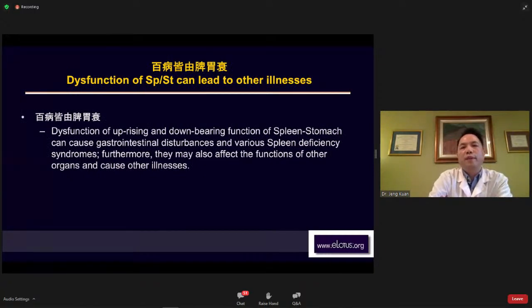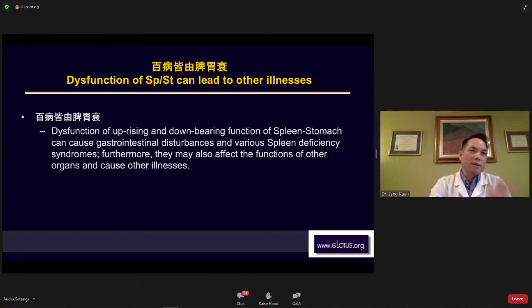So continually we'll be talking about how illness can be developed. And here it is saying 百病皆有脾胃衰. So if there's any dysfunction of spleen and stomach, it can lead to other illness. So dysfunction of the uprising and down-bearing function of spleen and stomach can cause gastrointestinal disturbances and various spleen deficiency syndromes. Furthermore, they may also affect the functions of other organs and cause other illnesses. So we all know the importance of the digestive system, spleen, stomach in Chinese medicine.